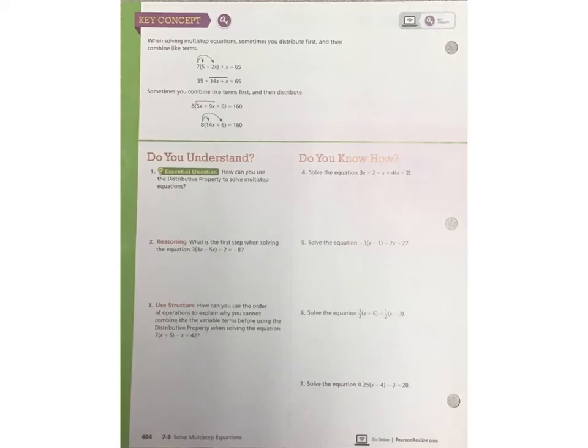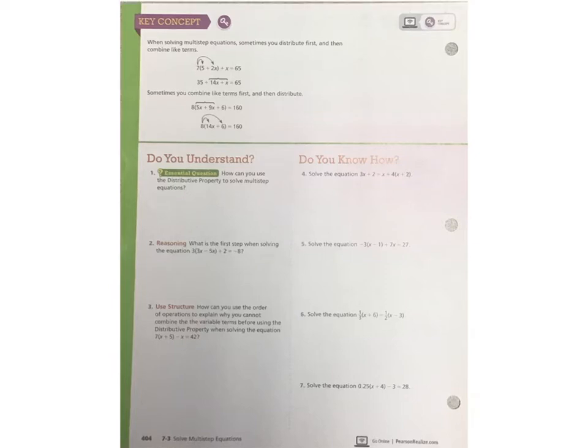The key concept at the top of the page reminds you of two strategies. One, when solving multi-step equations, sometimes you distribute first and then combine like terms. And sometimes you combine like terms first and then distribute. Okay? So either way you can do those problems, but sometimes you make it easier on yourself if you choose the most efficient manner of solving. If the like terms are inside parentheses, then combine them before you use the distributive property.